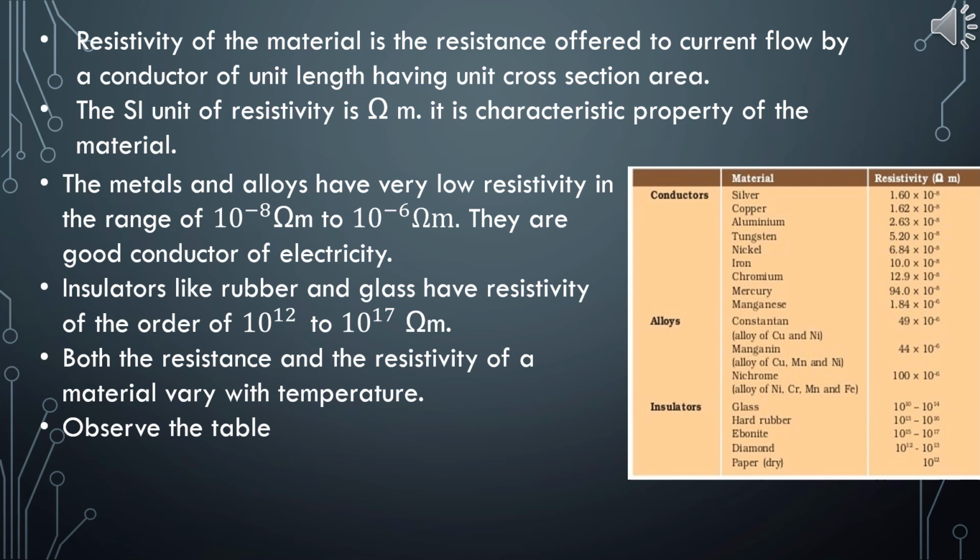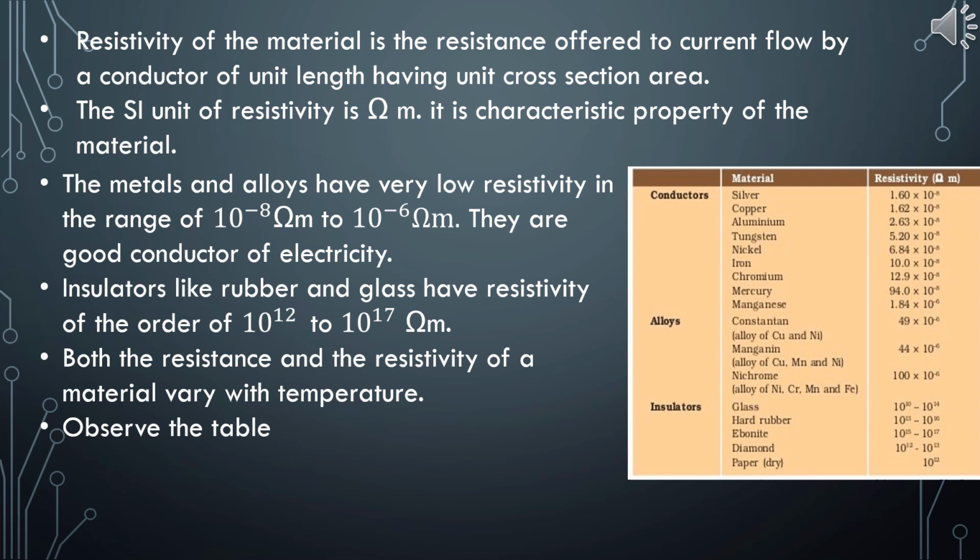Resistivity is actually a proportionality constant. Let us understand the exact meaning of resistivity. Resistivity of the material is the resistance offered to the current flow by a conductor of unit length having unit cross-section area. Therefore, the SI unit of resistivity is ohm meter.